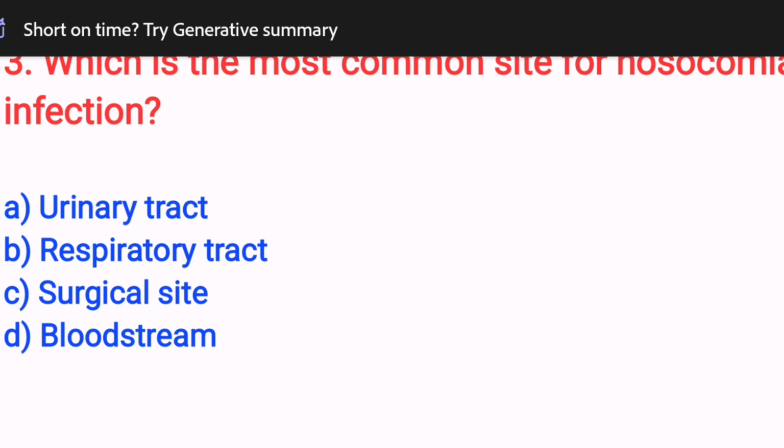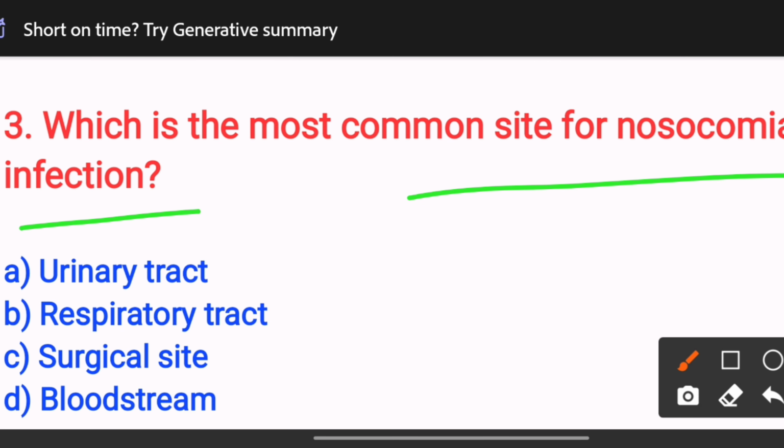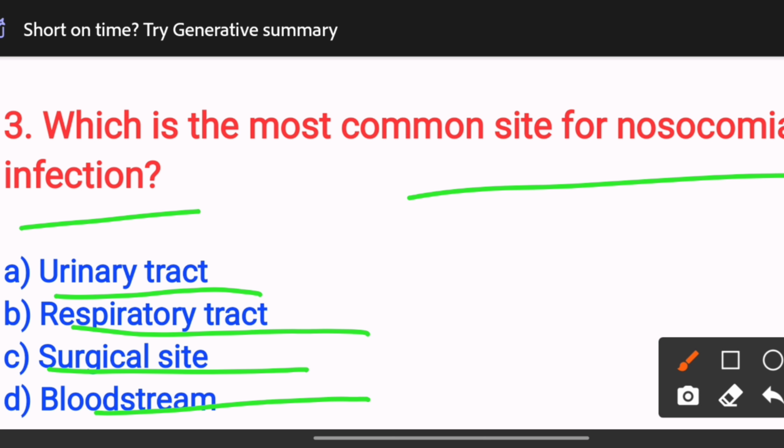Next, which is the most common site for nosocomial infection? Option A, urinary tract, option B, respiratory tract, option C, surgical site, option D, bloodstream. The answer is option A, because urinary catheters are associated with urinary tract infection.